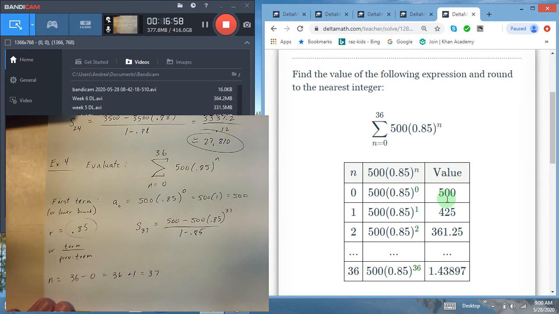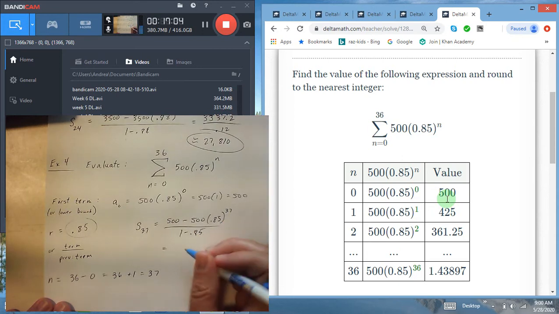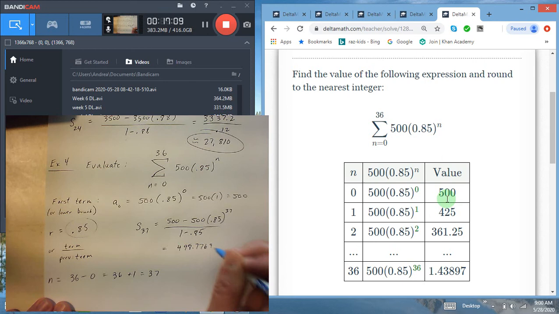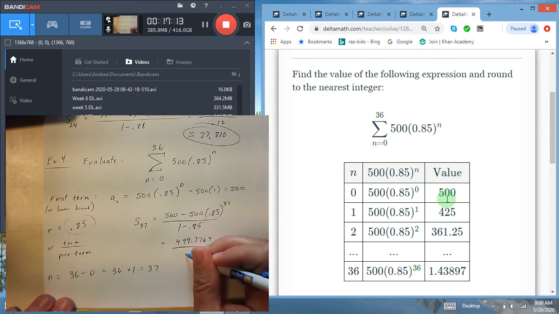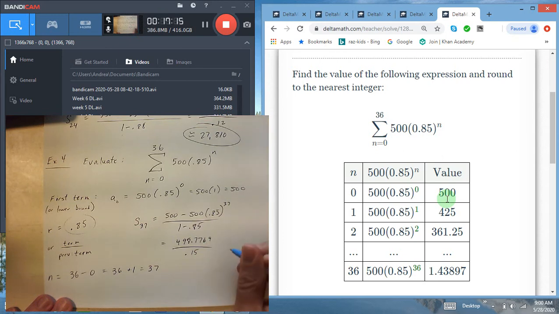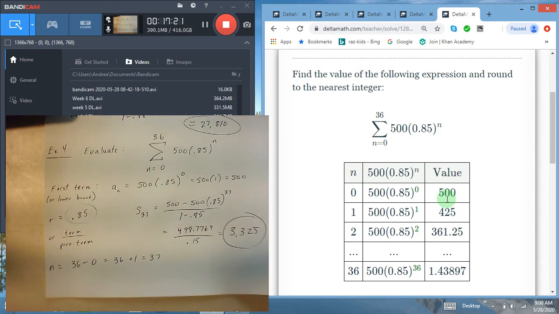Okay, so once again, I already demoed how you plug all this in. So the numerator, when you do this separately, is 498.7769, all over 0.15, and then the sum comes out to be 3,325.